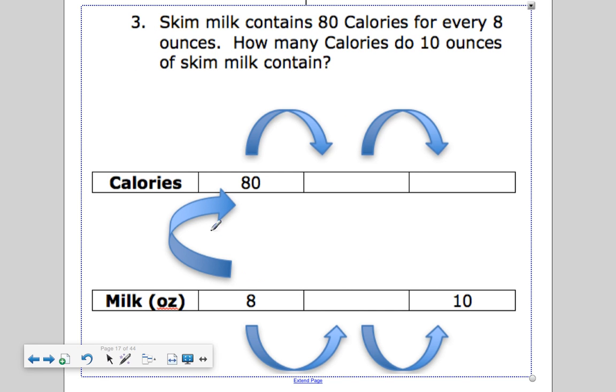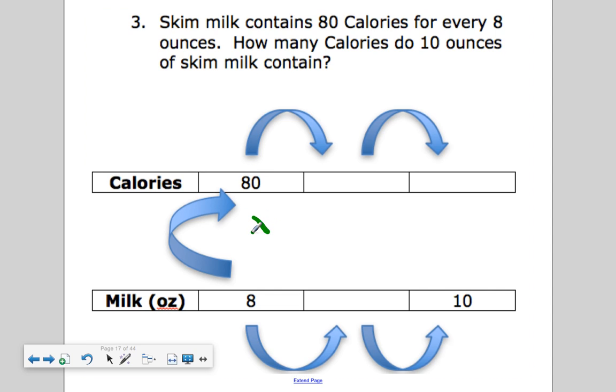Now let's get to a really hard one. There are 80 calories in 8 ounces of milk. So there are 2 ways you can do this. What happens if you have 10 ounces of milk? I need to know how many calories. Do you want to do within? How do you turn 8 ounces to 80 calories? I multiply by 10. So 10 times 10, 100 calories for 10 ounces of milk.